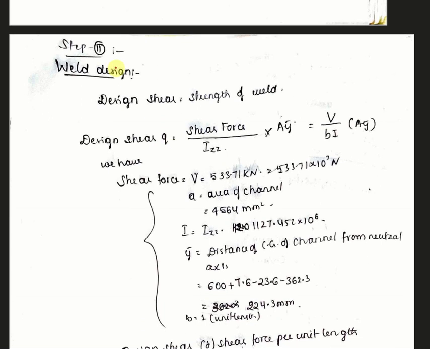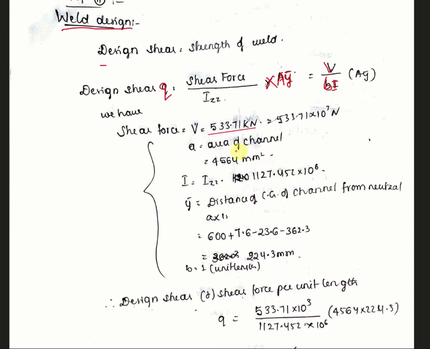capacity. That's it. Okay, in step 11 we have to go for weld design. So design shear will be equal to the strength of the weld. Design shear Q is given as shear force by this moment of inertia about z axis multiplied by this centroidal area, I mean AY bar. Shear force is of course V, which we have calculated previously, imposed on it, by V into AY bar by I. So what do we get here?